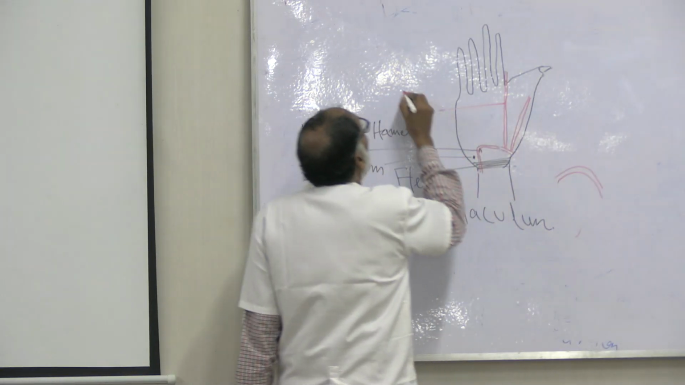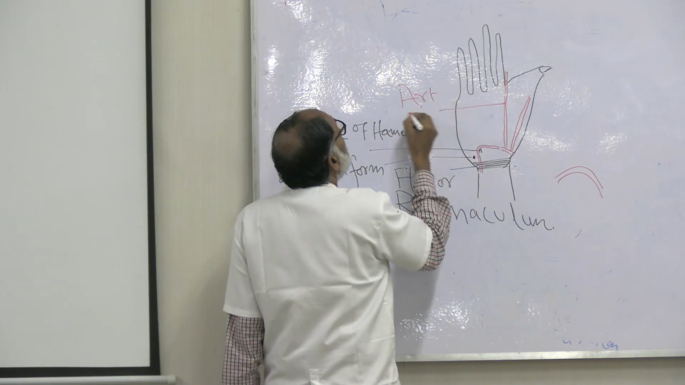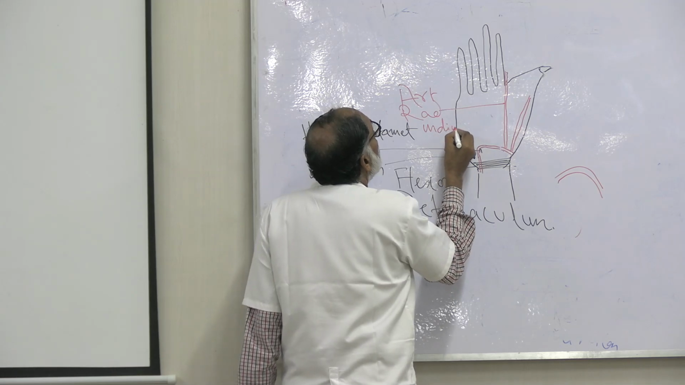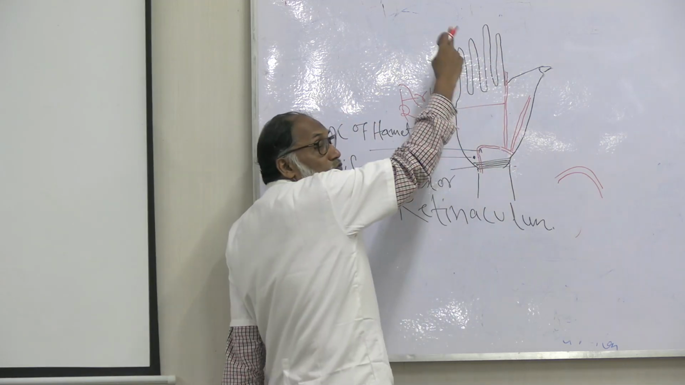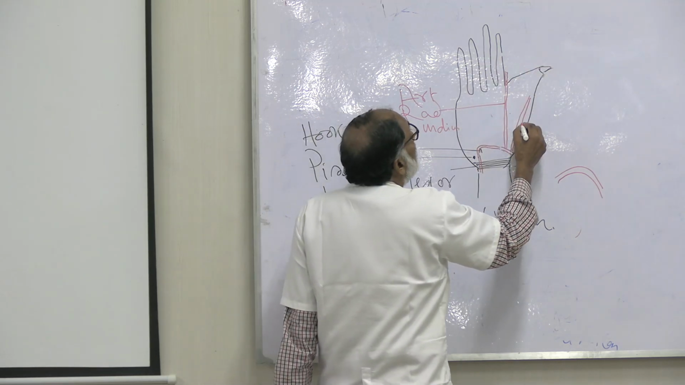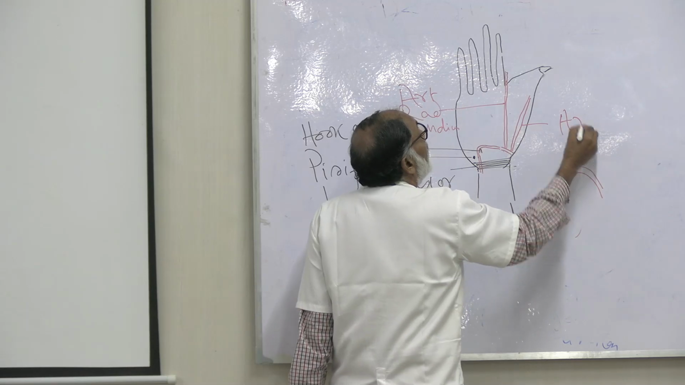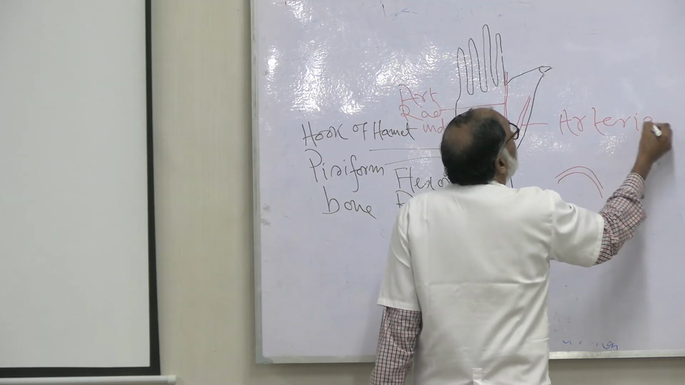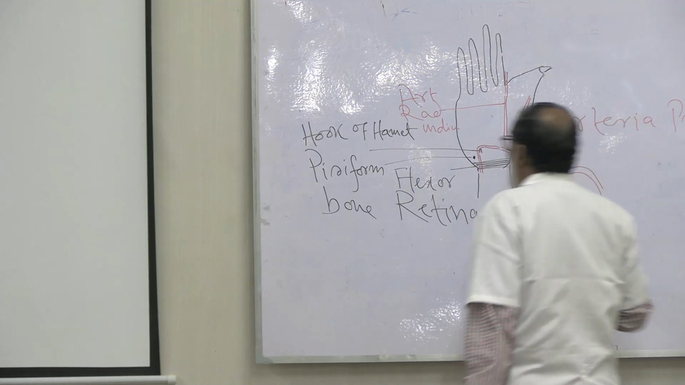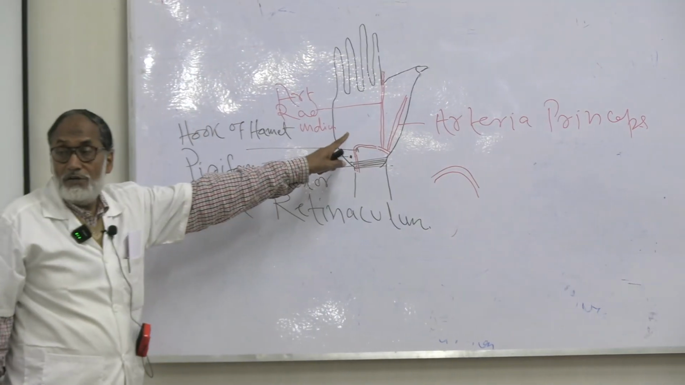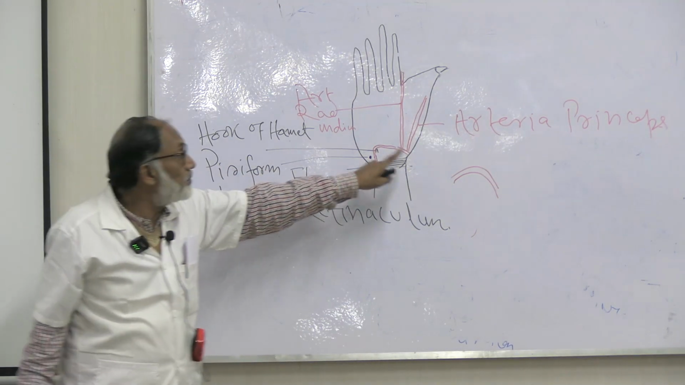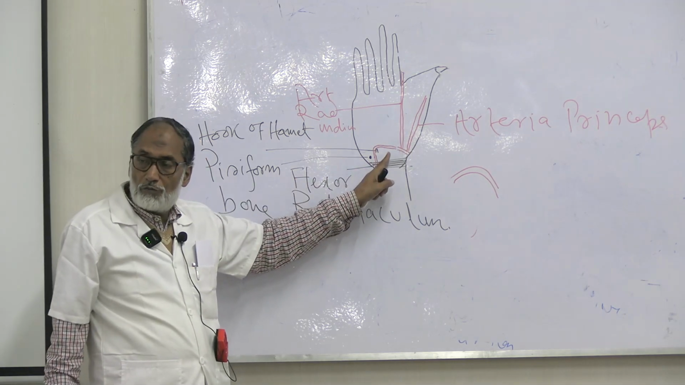এটা হচ্ছে arteria radialis indicis. And as it is passing to the index finger, and it is going to the thumb, it is arteria princeps. Arteria princeps. Sometimes this artery may contribute to the formation of the superficial palmar arch. Sometimes this branch also may contribute to the formation of the deep arch.